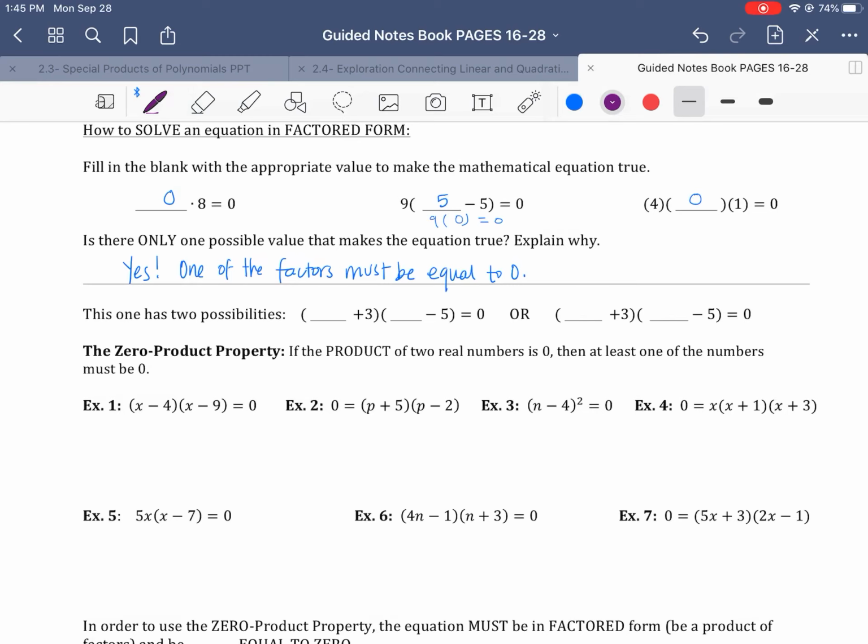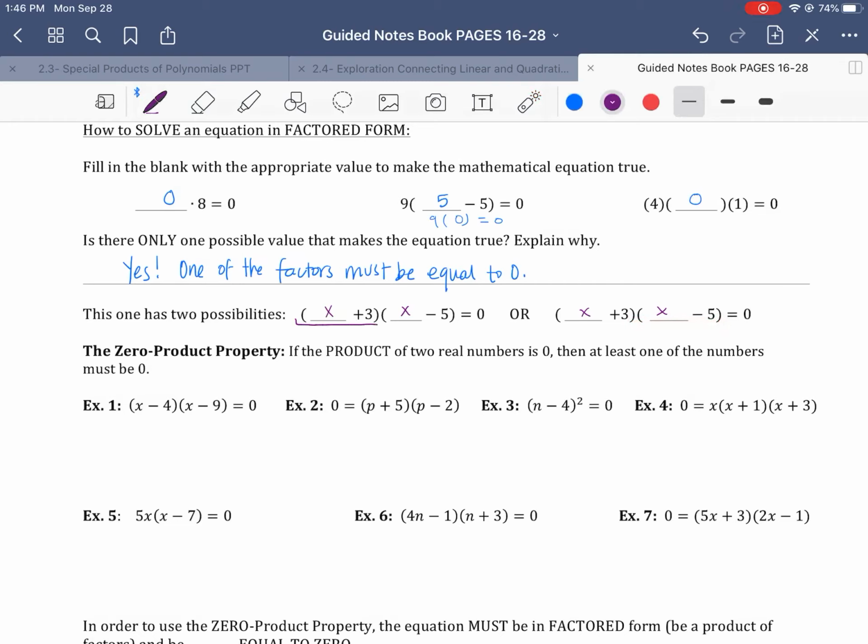Oftentimes, if we have this factored and we have like x and x here, there's two solutions that are possible because either this piece can be made to be 0 and that solution would work out great, or we could make this second piece of our factored form 0, and that would also create a 0 that would work. So let me show you an example.